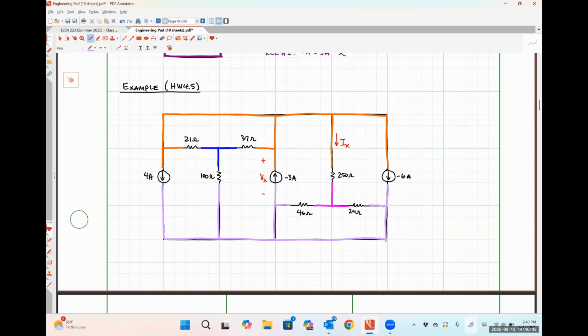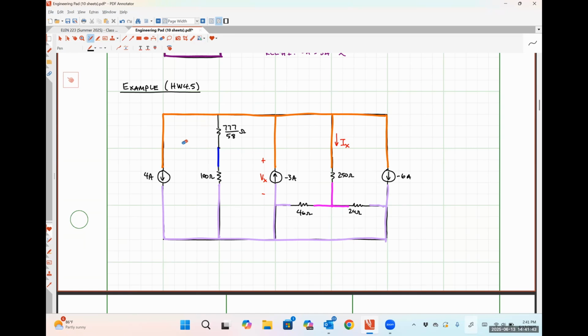So what I can do is get rid of the 21 ohm resistor and the 37 ohm resistor, and I'm going to replace them with a single resistor connected between the blue node and the orange node. So that's going to look like 21 in parallel with 37. So I'm putting that in my calculator as 21 times 37 over 21 plus 37. And I wound up getting 777 over 58 ohms. Okay. And because it's placed between the orange node and the blue node, I know I did that correctly. So I'm going to go ahead and erase some of these other little stubs here that might be distracting.